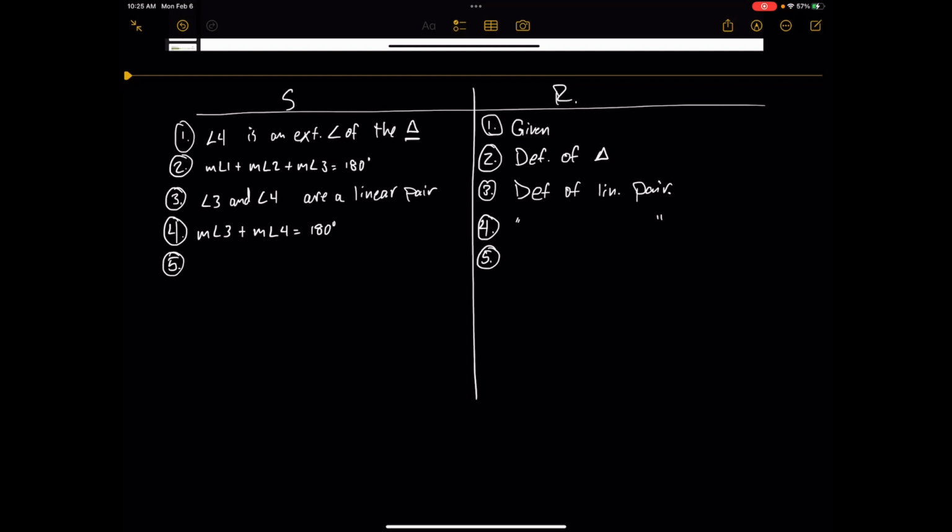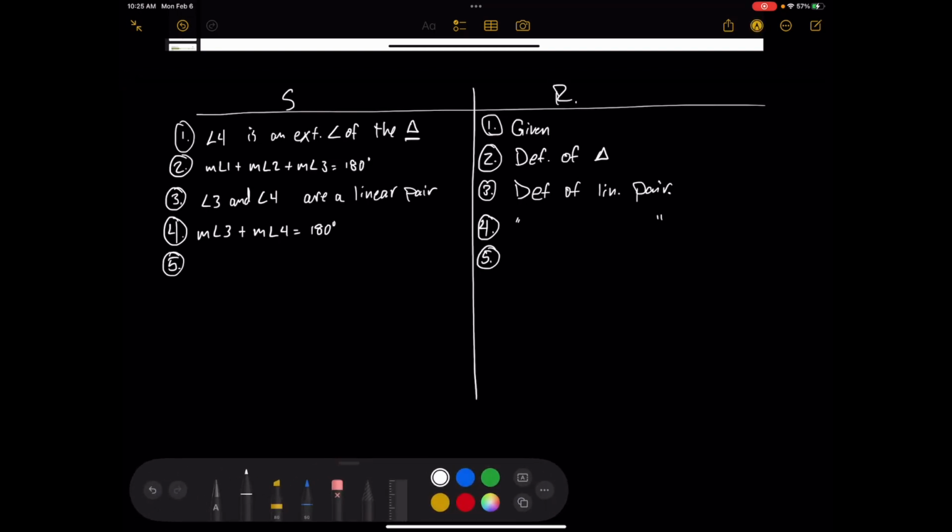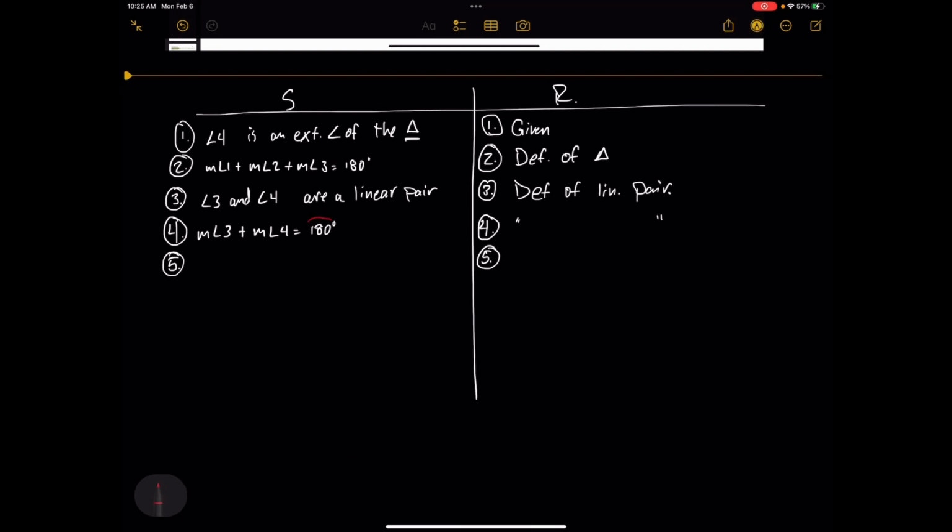What do you think? Can we say the measure of angle 1 plus 2? Hold on, Tayson. Someone else say it. What do you think, Hadassah? So the measure of angles 1, 2, and 3 is equal to the measures of 3 and 4? Yes, they both equal 180. Because of that, I can now say that they equal each other, right?